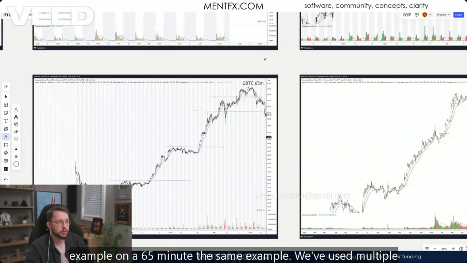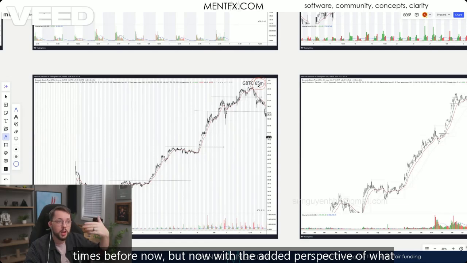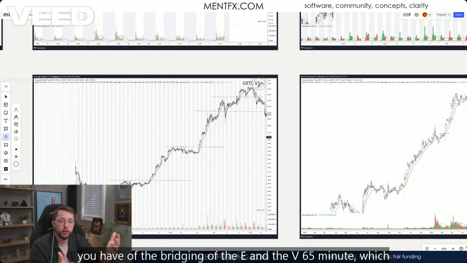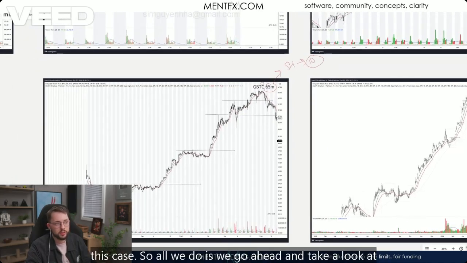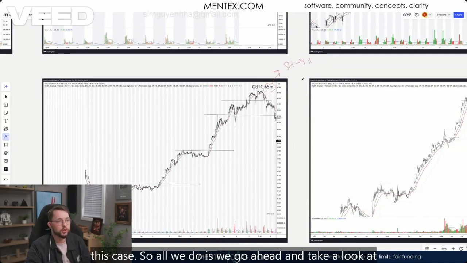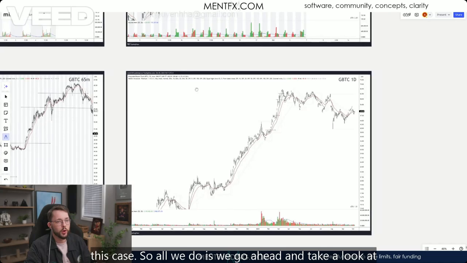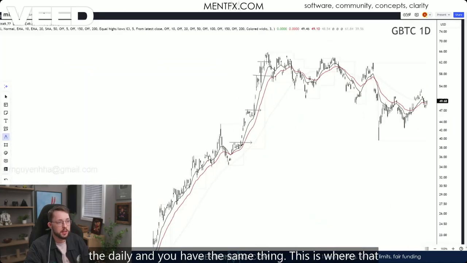Here's an example on a 65-minute, the same example we've used multiple times before now, but now with the added perspective of what you have of the bridging of the E and the V. 65-minute, which means a 6x multiple is around 5 or 6 hours, which puts us around a day based on this, because it's a stock here in this case. So all we do is we go ahead and take a look at the daily, and you have the same thing. This is where that trade was.